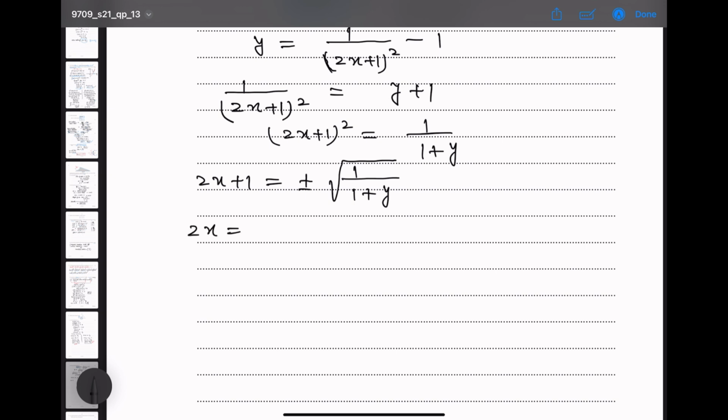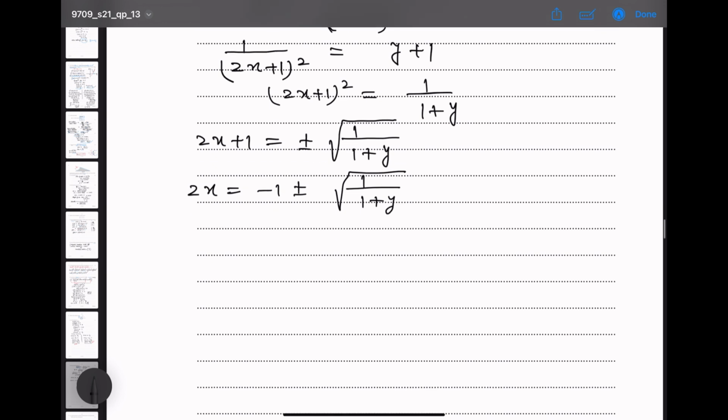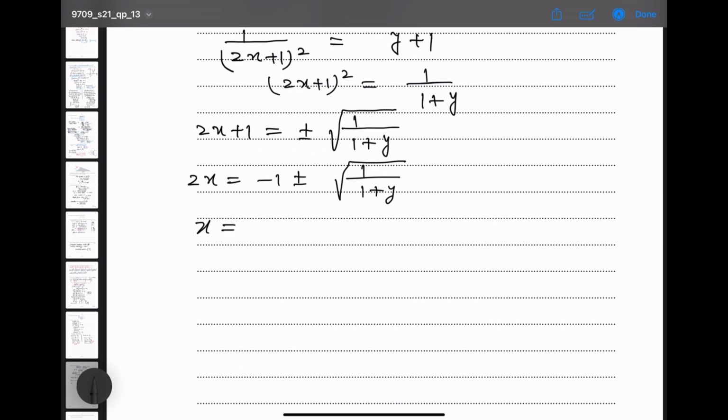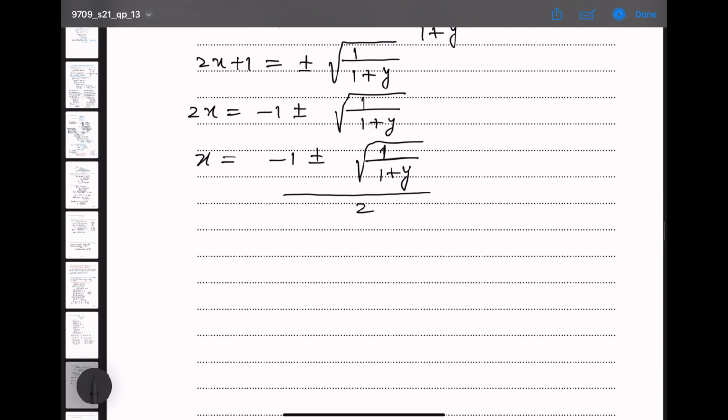2x is equal to minus 1 plus minus the square root of 1 over 1 plus y. X will be minus 1 plus minus the square root of 1 over 1 plus y, divided by 2. So each term will be divided by 2. We can write x is equal to minus 1 over 2 plus minus 1 over 2, square root of 1 over 1 plus y.